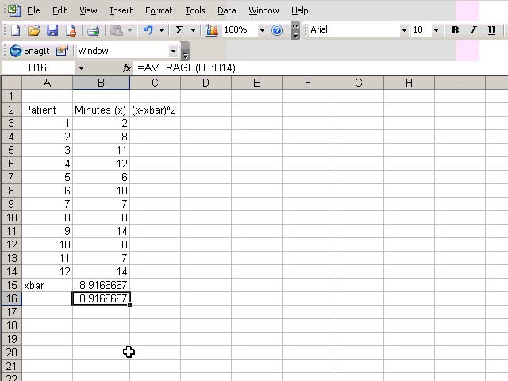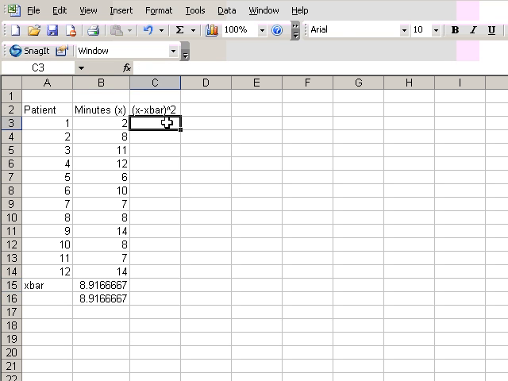Now we'll look at the measure of dispersion, in particular at the variance. The formula for the variance is given on page 176 in formula 6.3. What that formula says is that in order to calculate the variance, we need to take each value of x, that is the 2, the 8, the 11, and so on, subtract x bar, the 8.91, and square the result, and then add all those up.